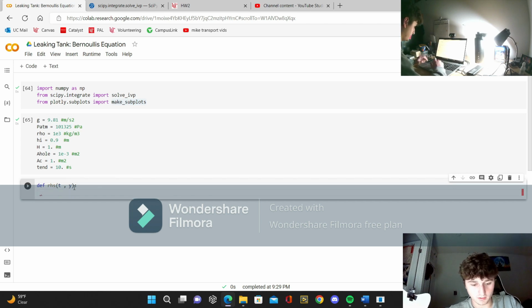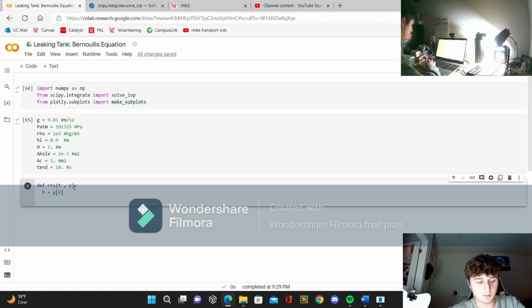Now what do we need to do? We also need to add that y is going to be equal to h, wrong way. So our height is going to be our y of 0, and we need an array because we're going to be supplying an array for our solve IVP. Now we need to add our velocity at the exit, which we're calling v2, so that we can return a value in accordance with our differential equation, and that's going to give us the slope at each point, which I will exemplify.